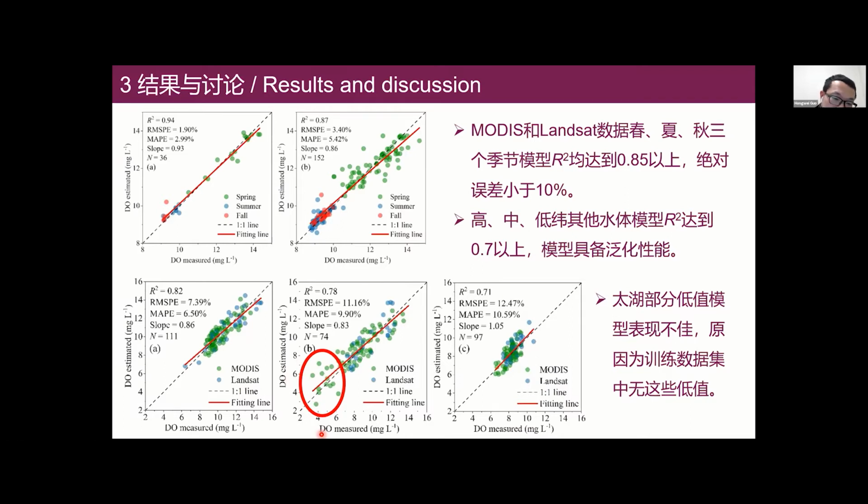According to the DO measurements of Lake Taihu and Lake Huron, the mean DO of Lake Taihu was in a range of 2 to 14, while the range of Lake Huron was 6 to 15. Obviously, lacking training data in a range of 2 to 6 led to the poor model performance.